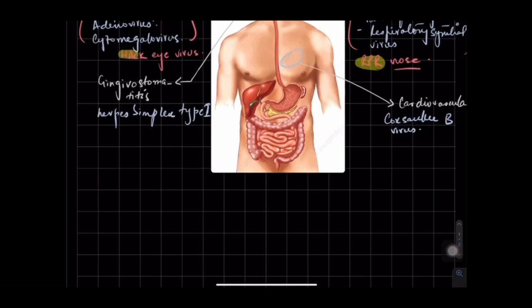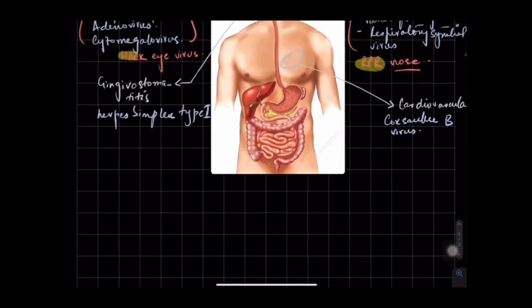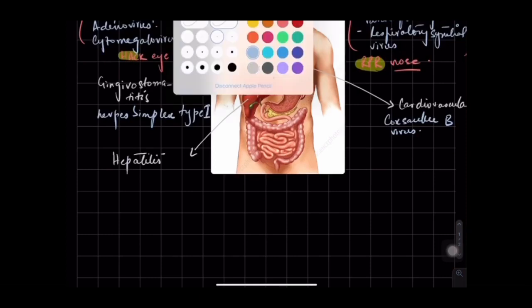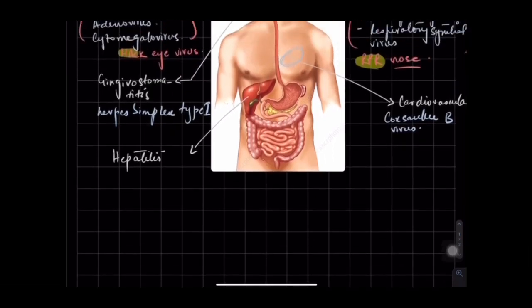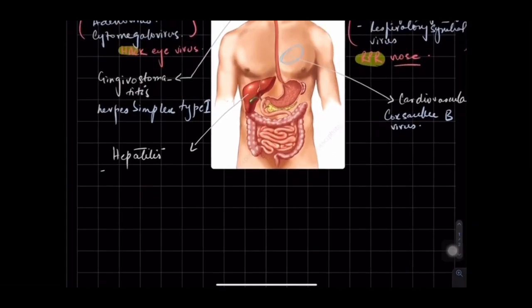So coming over to the GI, the main virus that is caused in our liver, hepatitis, just inflammation of our livers, and the virus that causes hepatitis is obviously hepatitis virus. Type A, B, C, D, and E.